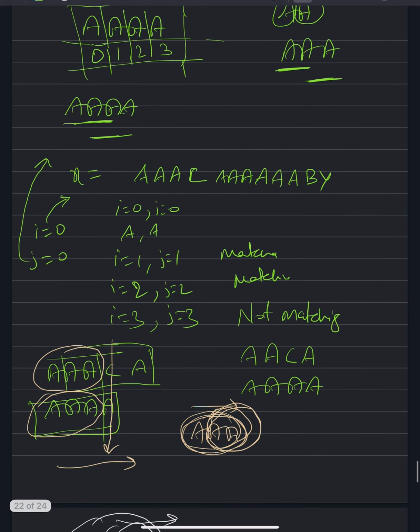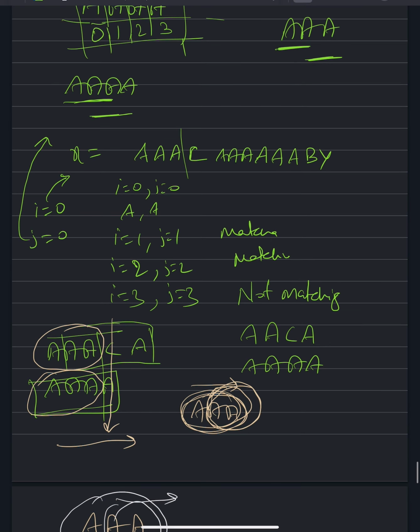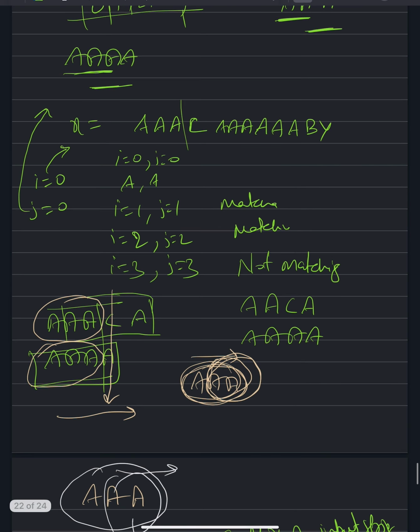Let me try to get this again. See, we are starting with the pattern AAAA, and the input is AAAAC. Till this point, it was matching, so no issue, we were increasing I and J, but at I equal to 3, J equal to 3, it was not matching.